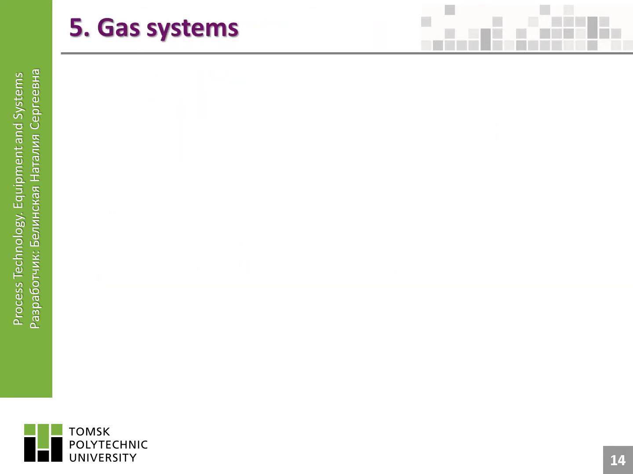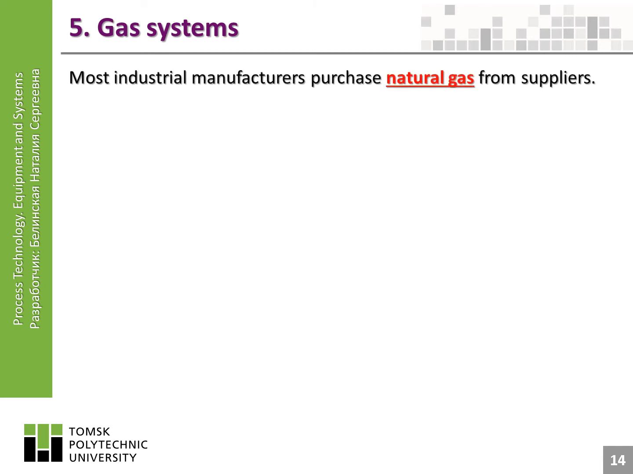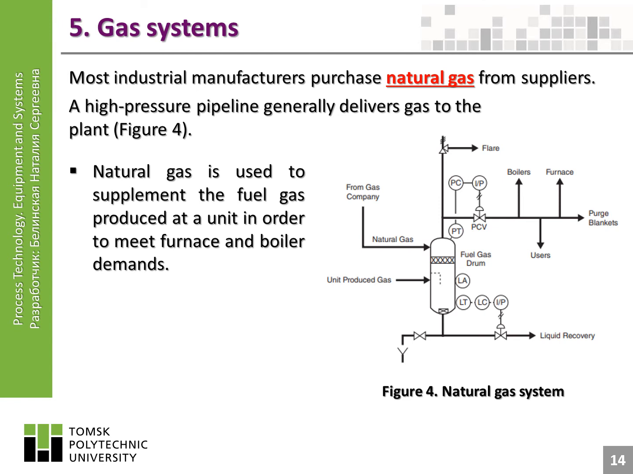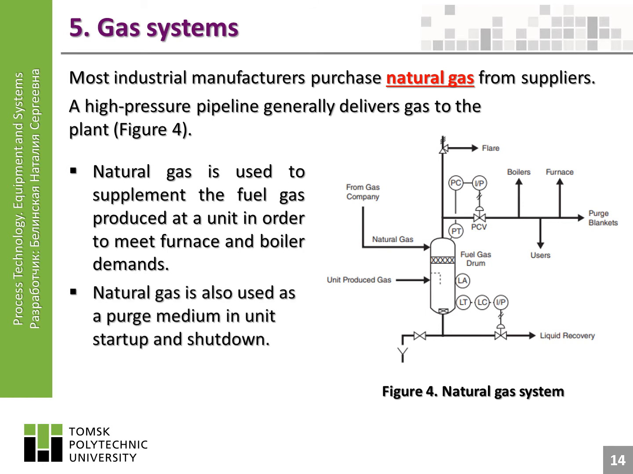Gas systems. Most industrial manufacturers purchase natural gas from suppliers. A high-pressure pipeline generally delivers gas to the plant. Figure 4. Natural gas is used to supplement the fuel gas produced at a unit in order to meet furnace and boiler demands. Natural gas is also used as a purge medium in unit startup and shutdown.